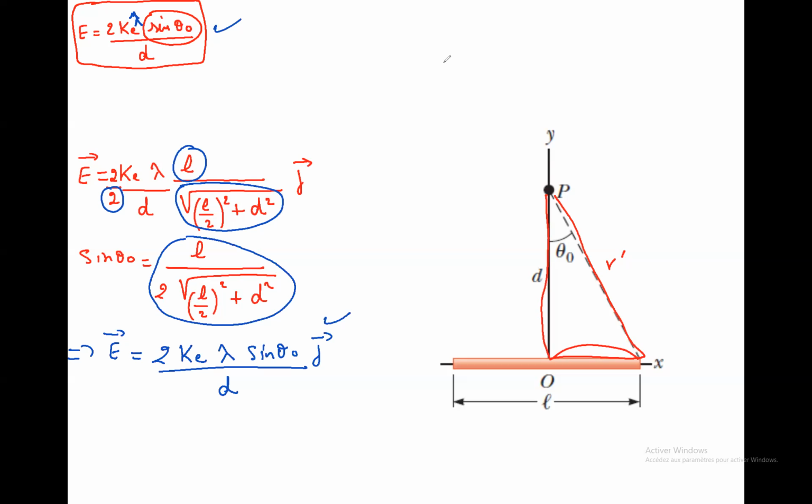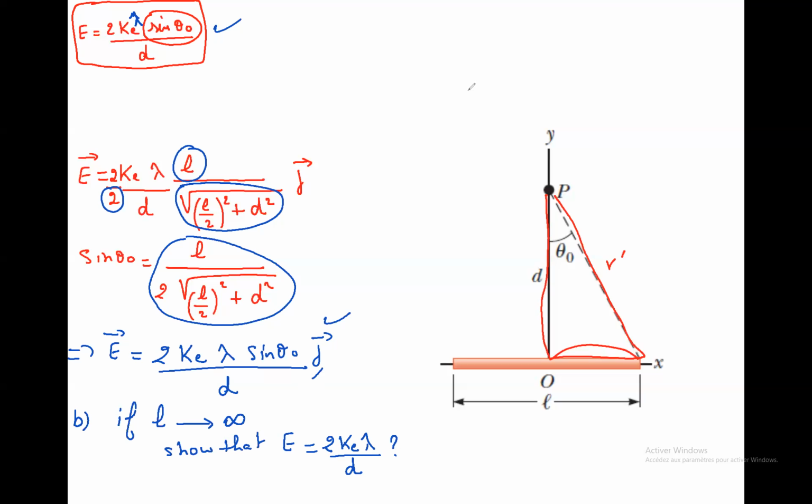Now, part B. In the problem, if L equals infinity, show that E is equal to 2 k_e lambda over D. We have to find this one.